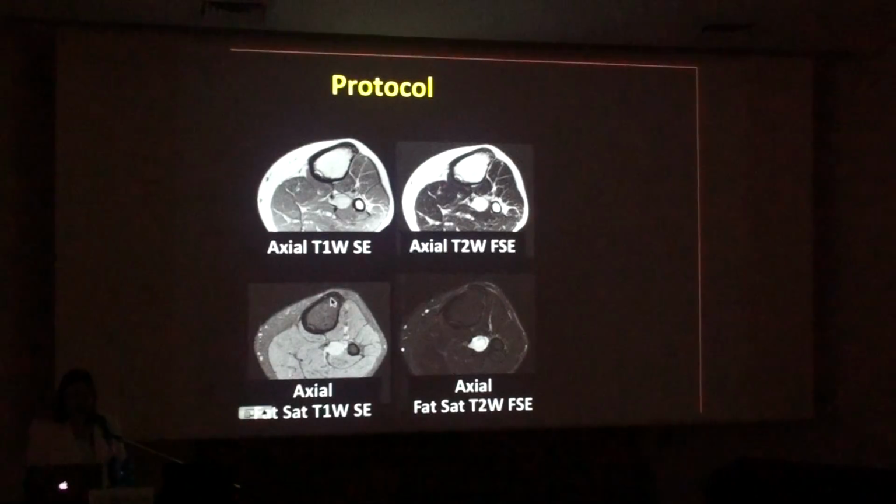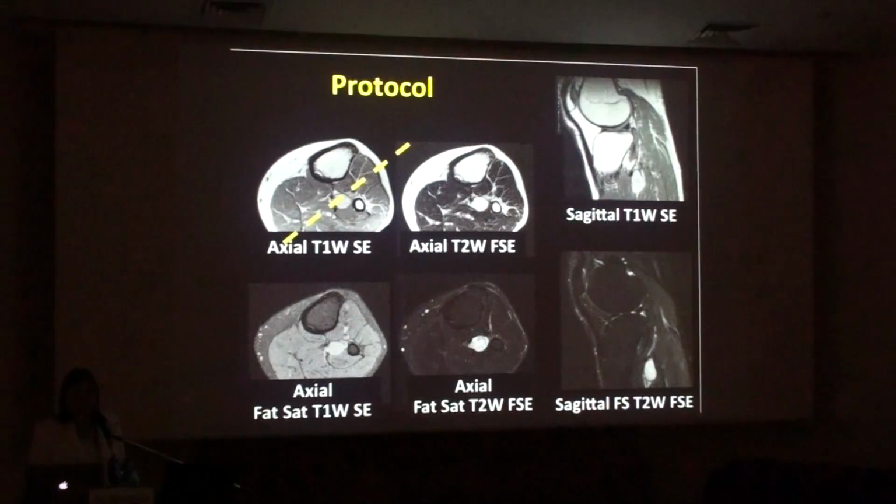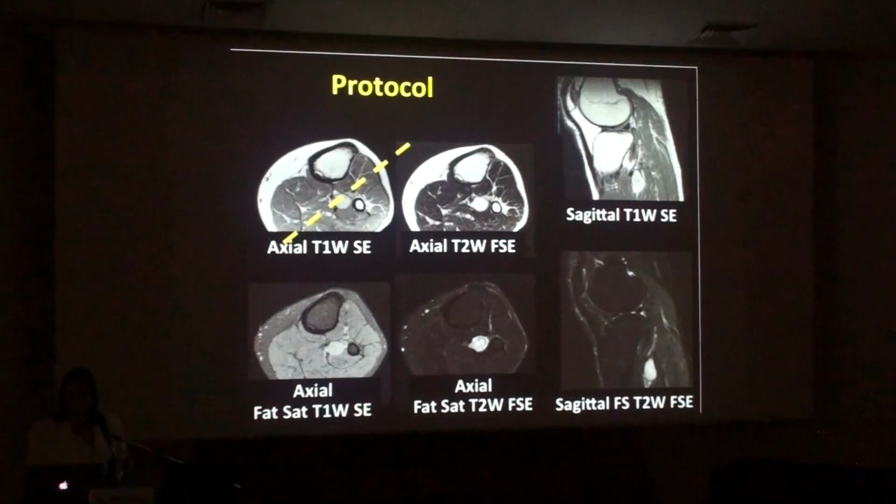It's useful to have a fat-saturated T1 weighted image to see where the fat is, and then also useful to have a fat-saturated T2 weighted image. You're very sensitive to small amounts of edema, and so that shows you the extent of the abnormality oftentimes. And then to complement that, it's good to have some kind of longitudinal image. In this case, I'm showing you sagittal images that are optimally oriented to show the mass.